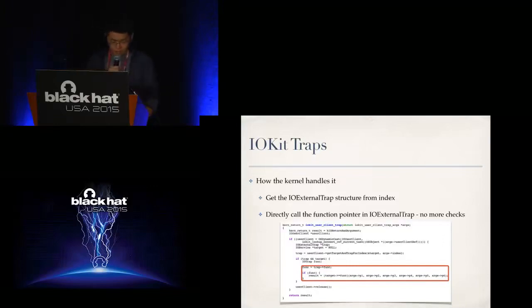Okay, so how does the kernel handle this? If we look at the function, we can see that the kernel will first get a structure called IOExternalTrap according to the index we input. If it successfully gets a structure, it will directly call the function pointer in this structure, and there are no more checks.